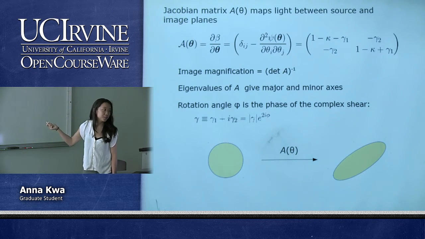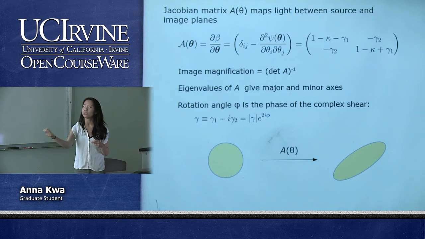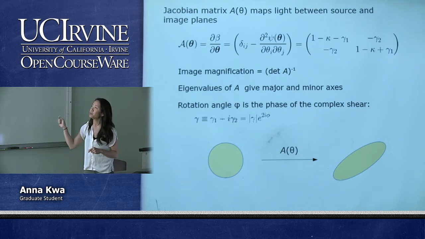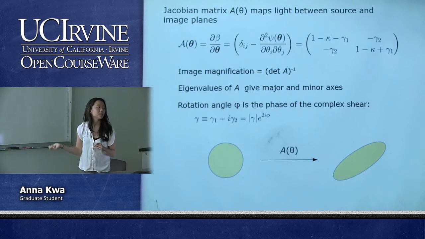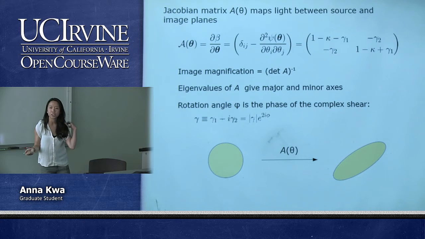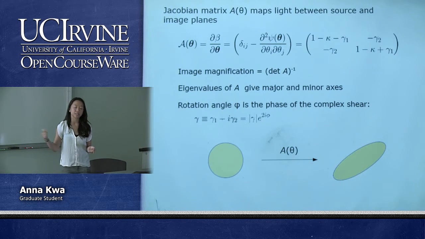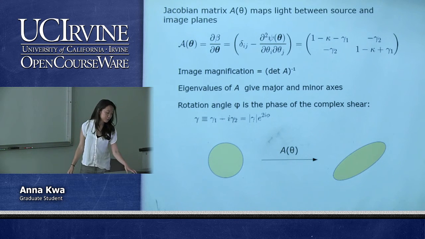The eigenvalues of your Jacobian matrix will give you the major and minor axes. So basically, the gammas tell you how stretched out your ellipse becomes. And the determinant gives you the magnification. And one thing to note is that the surface brightness of your source image is preserved during this transformation. But if you magnify it, then of course, you've got a bigger object with the same surface brightness. So the total flux that you receive from your image increases.